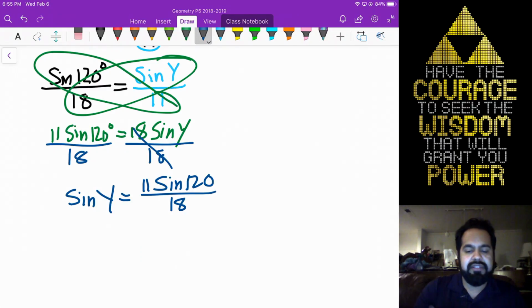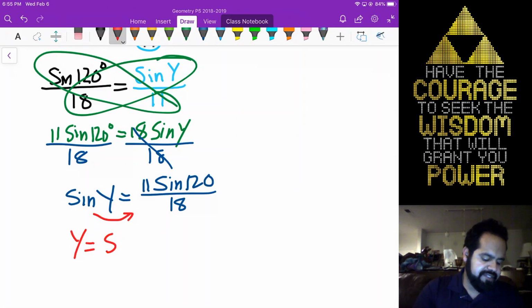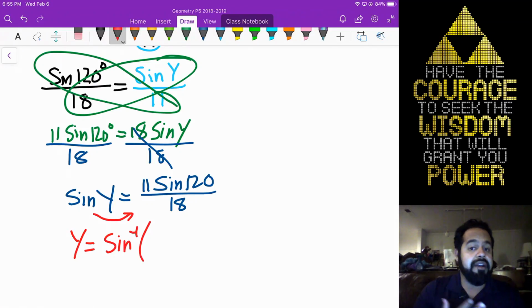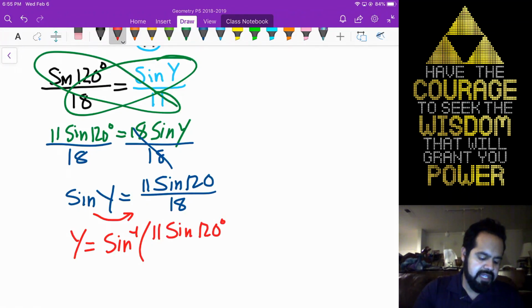Now at this point, you're going to want to take the inverse sine. So y equals inverse sine, or you'll sometimes hear a different math teacher say arc sine. Same thing. Inverse sine of 11 sine of 120 all over 18.